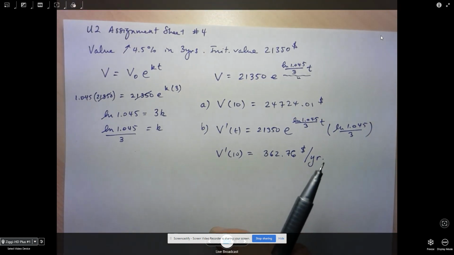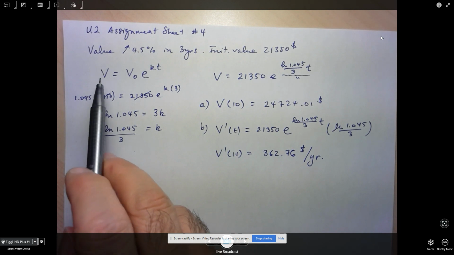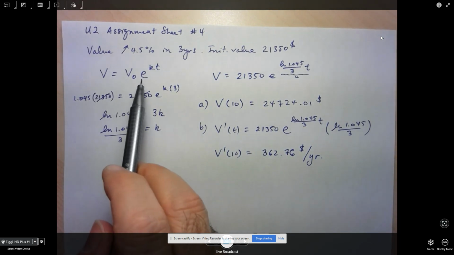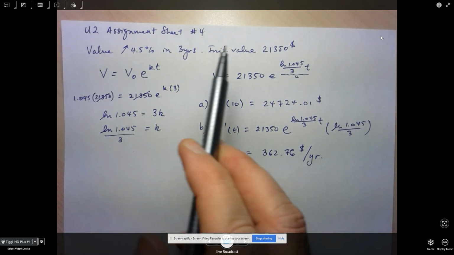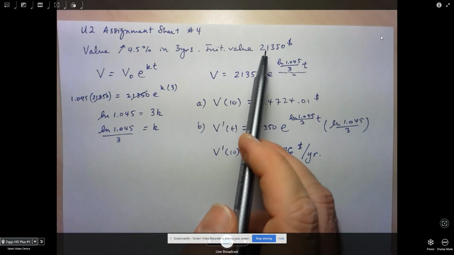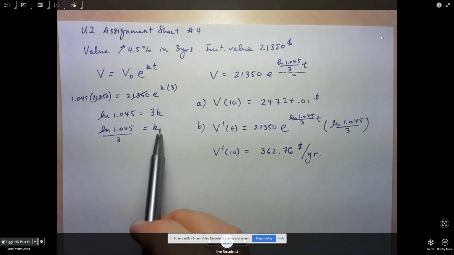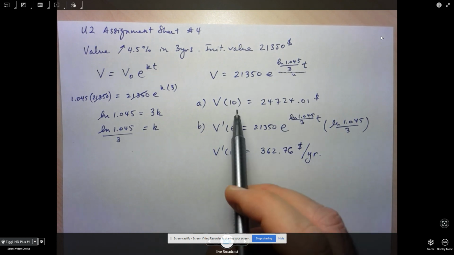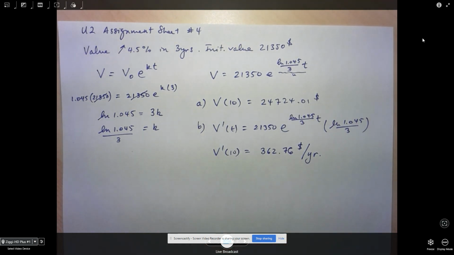Just a quick recap here. First of all, make sure you know the setup for an exponential model with base E. Next thing is to use the information given to determine the K value. And then once you have your model, you can solve whatever problems they're asking you to solve. That's it for this one.